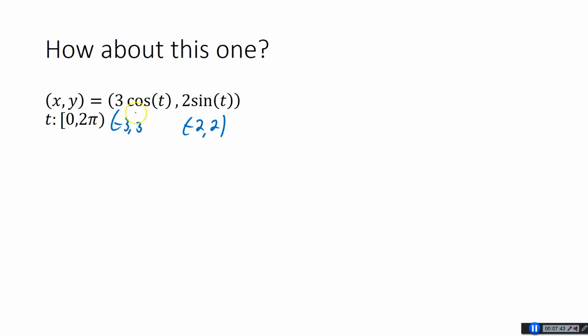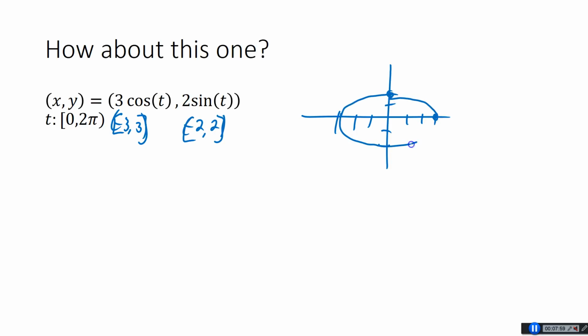Any guesses what this might create? Well, if cosine can now go out to 3 and sine can go to 2, 1, 2, 3, 1, 2, I think it's going to make an ellipse. How much easier is that than the way you learned ellipses in pre-calc, right?